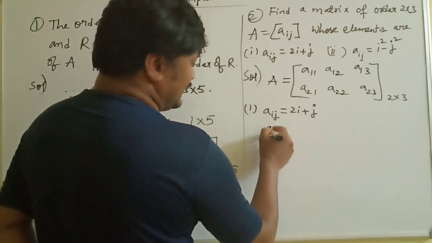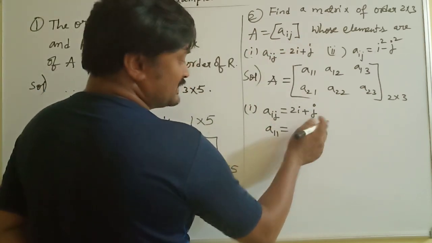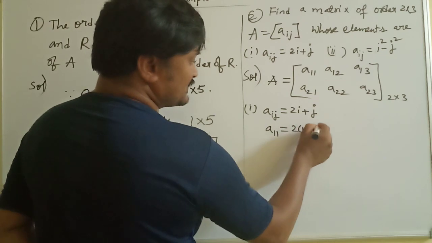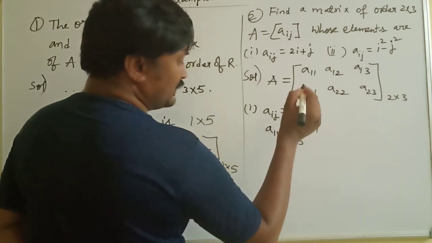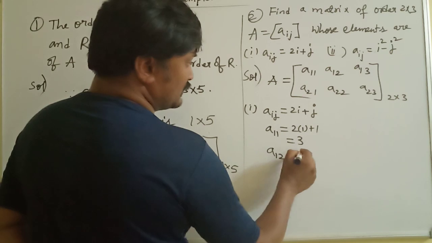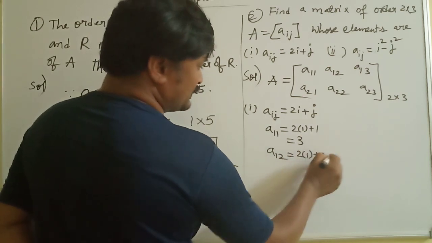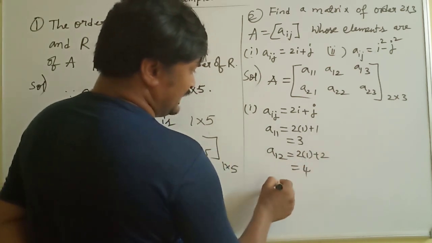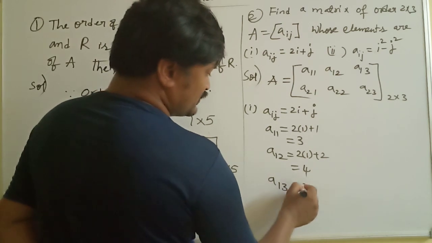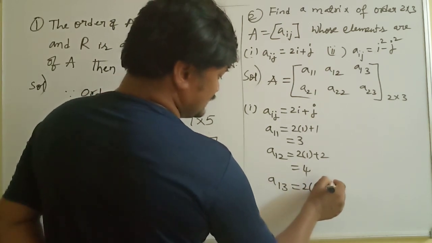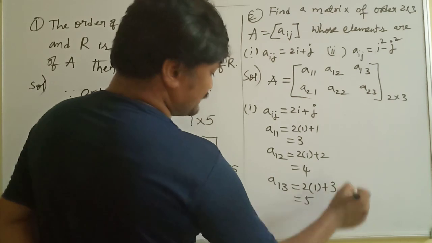Simple. So now a11: i is 1, j is also 1, 2 into 1 plus 1, so 3 you will get. Same method, a12: 2 into 1 plus 2, so that is 4. a13: 2 into 1 plus 3, so that becomes 5.